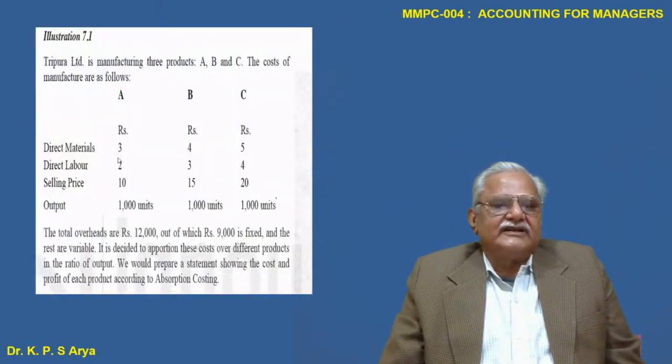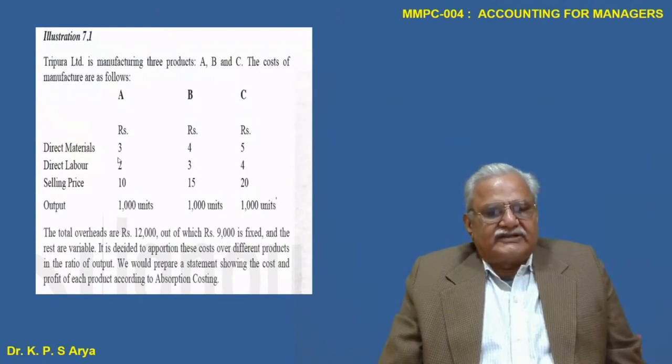Here is an example. Tripura Limited manufactures three products A, B, and C. Direct material for A, B, and C is rupees 3, 4, and 5 respectively. Direct labor is rupees 2, 3, and 4. Selling price is 10, 15, and 20. 1,000 units of each product will be produced. Total overheads are 12,000, out of which 9,000 are fixed and the rest 3,000 are variable. It is decided to apportion these costs over the different products in the ratio of output. We will prepare a statement showing the cost and profits under absorption costing.